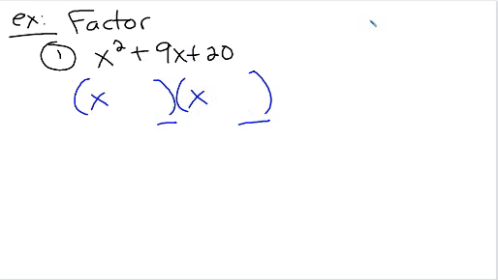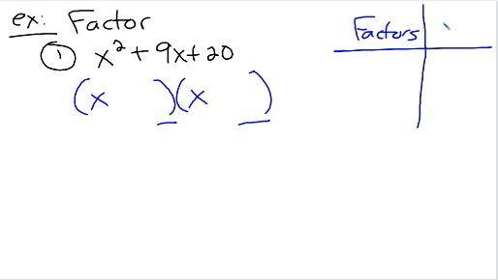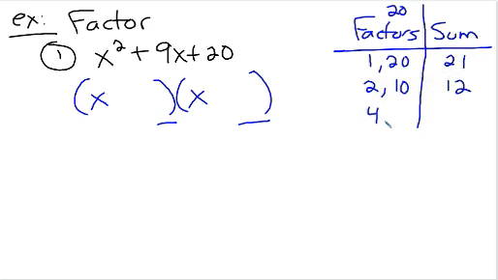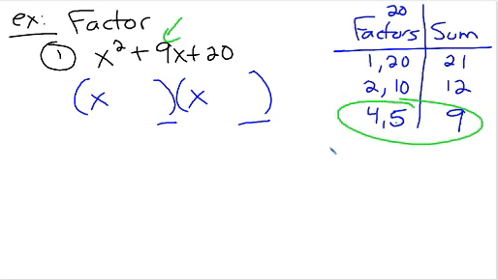So now what I need to do is find out what numbers do I put here and here that multiply to get 20. Now, I know you probably already have figured out what those two numbers are, but I want to show you a little chart you can make that will help you organize and think through this. Let's think of the factors of 20. I could do 1 and 20, but 1 plus 20 makes 21. I could do 2 times 10, so 2 and 10 are factors, but 2 plus 10 is 12. And I could do 4 times 5. And 4 plus 5 is 9. And that is the winning combination because it gives me my middle term.